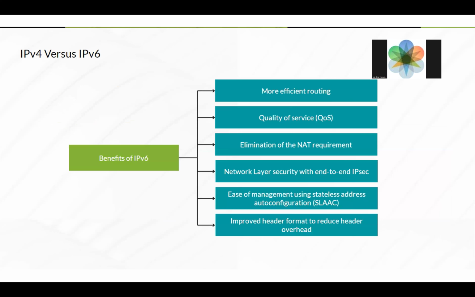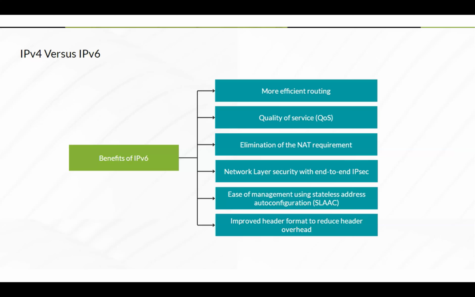So the benefits of IPv6. What is the benefit? Number one, more efficient routing. You can deploy quality of service here and no need for NAT. So router resources will be less used.